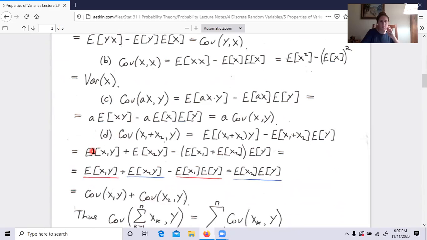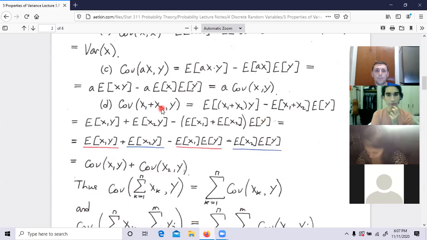D is the only thing that I think is not immediate. Maybe very, very close to immediate, but maybe you doubt it's true. It's right away obviously true. Am I right? So D means covariance of x1 plus x2, y. It's the expected value, according to what we just derived above, of the first term multiplied by y minus the product of the separate expected values.